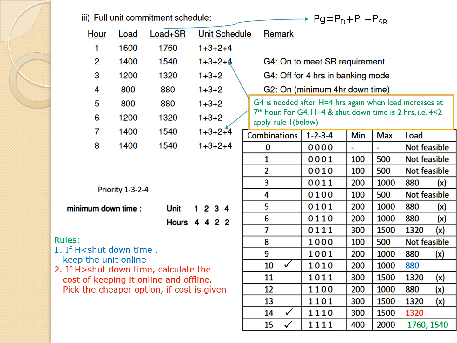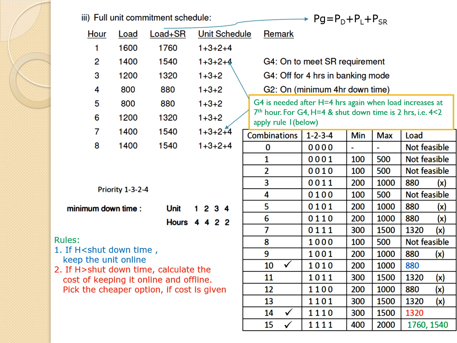So 0001 means only unit number 4 is in the on state, and this combination is also not feasible because the maximum capacity is 500. If we look at the loading calculated in the above table, where load plus SR is written, we don't have any combination with 500 megawatt of load. So this is also not feasible. Otherwise, we can say that unit number 4 won't be able to supply if the load demand is greater than 500 megawatt. Then the next combination also is not feasible.